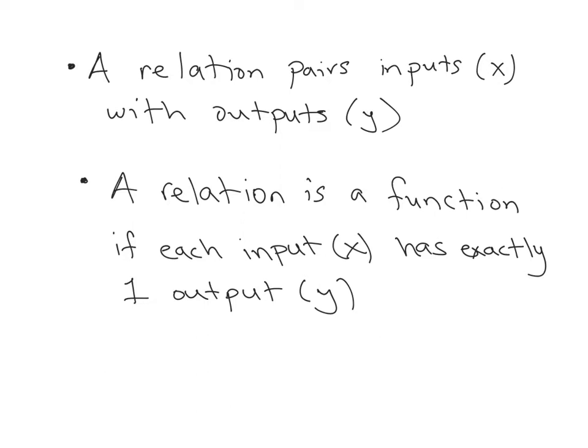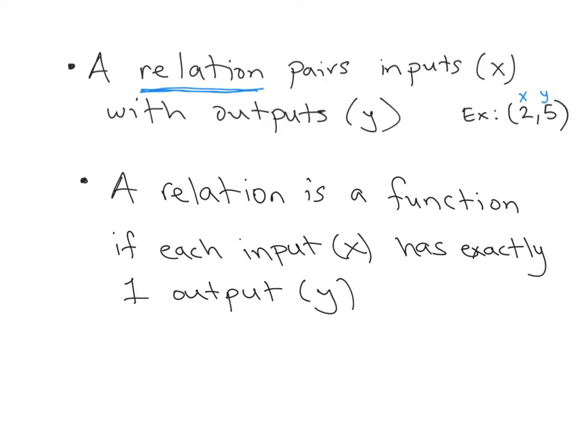The first one is a relation, and a relation pairs inputs, which we're going to call our x variable, with outputs y. So a relation pairs inputs x with outputs y. And a lot of times in math, you're going to see what's called a coordinate point, like for instance (2, 5). What a coordinate point really is, is pairing an x with a y. So it's an example of a relation, right? And in a point, we always have an x and a y. So a coordinate point is one way of identifying a relation between an x and a y.